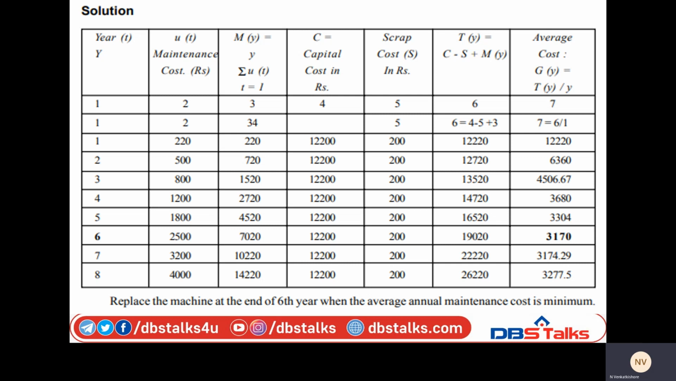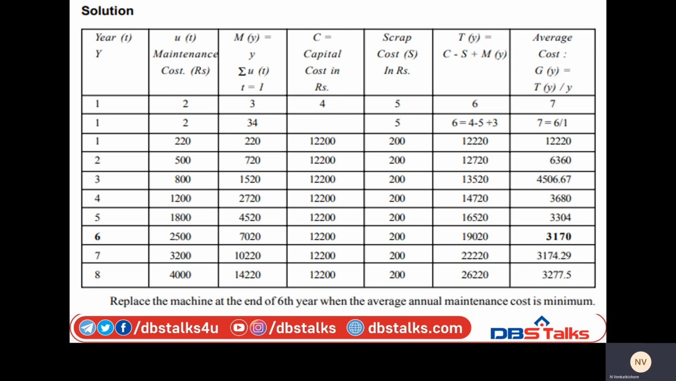Otherwise, in the table you may shuffle the data. Initially you have to write the year. After that, you may write the capital cost also, no problem. So you may shuffle the data, but finally we need to maintain the average cost. So average cost, that is the ending one.